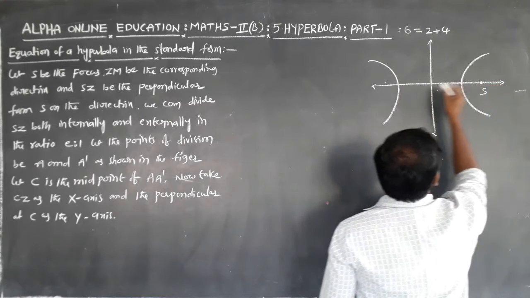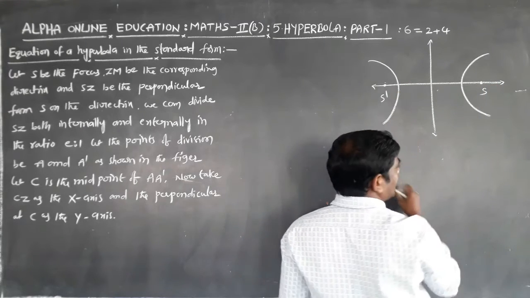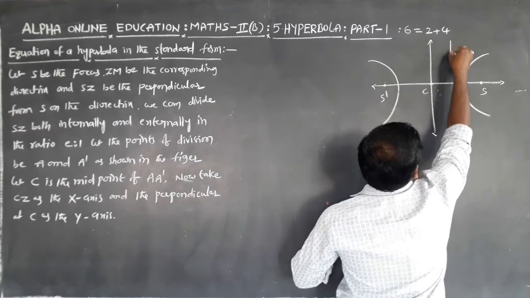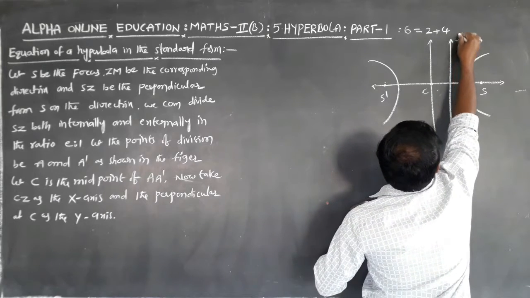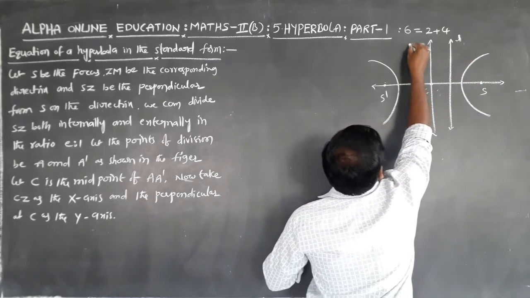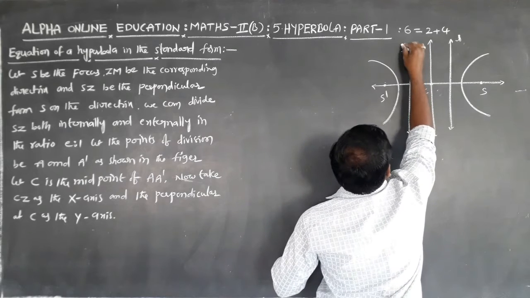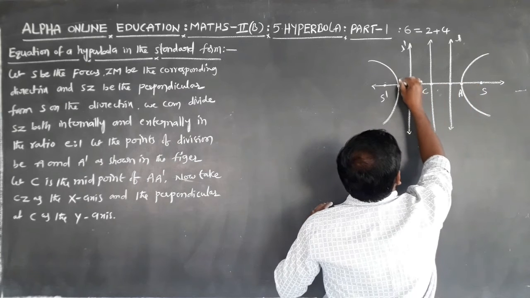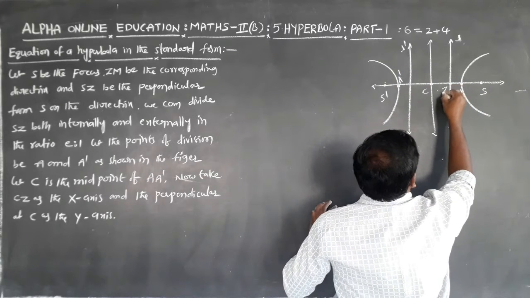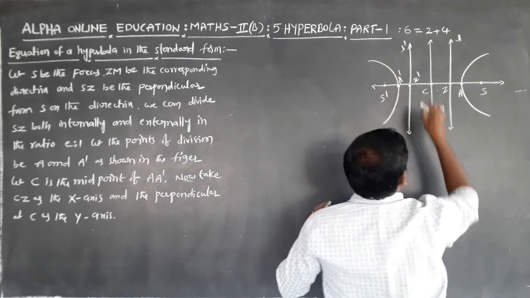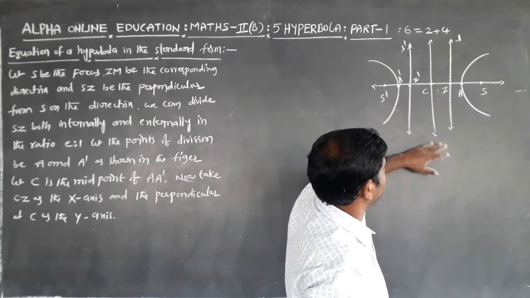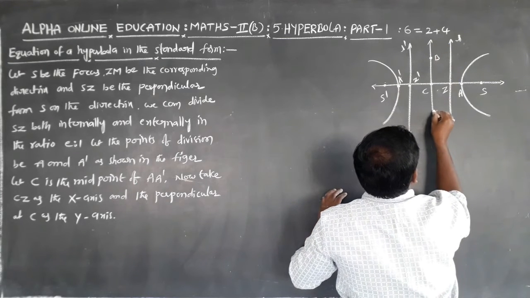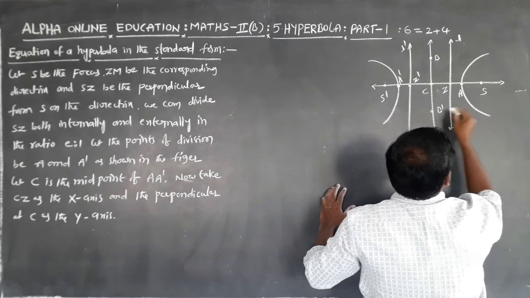This is the focus S. This is the focus S dash. This is the point C. This is the line L. This is the line L dash. This is the point A. This is the point A dash. This is the point Z. This is the point Z dash. This is B. This is B dash.